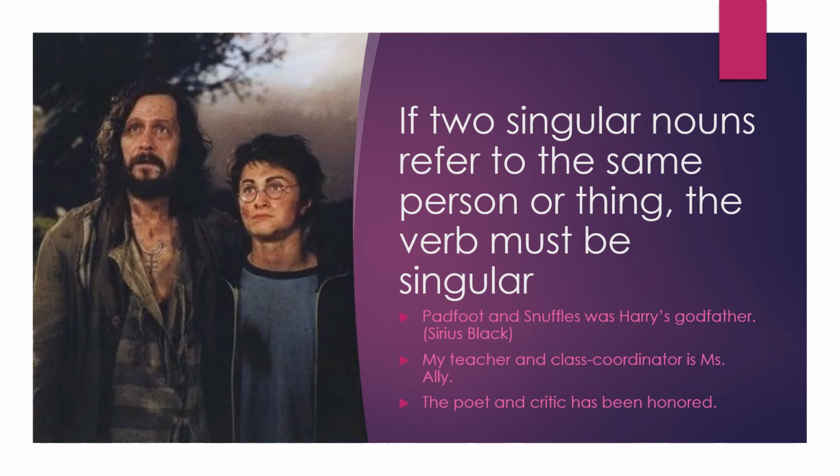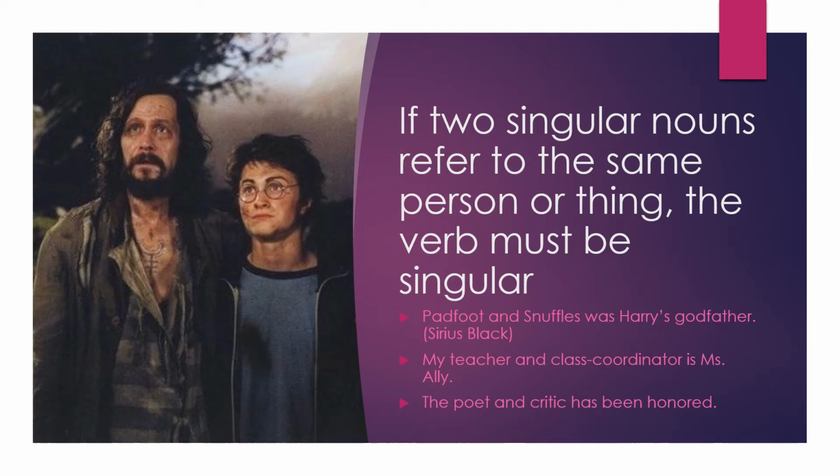The next rule says that if two singular nouns refer to the same person or thing, the verb must be singular. What does this mean? This means that though you have two singular nouns joined by the word and, they are referring to one common entity. These are not two different things or people. It is only one thing or one person that we are talking of using two words. So if such a thing is in the sentence, you will be using a singular verb, because no matter you've used multiple words, they're only pointing out at one.